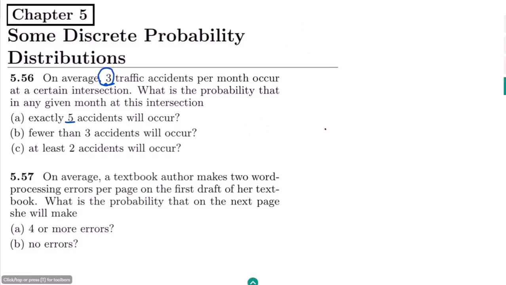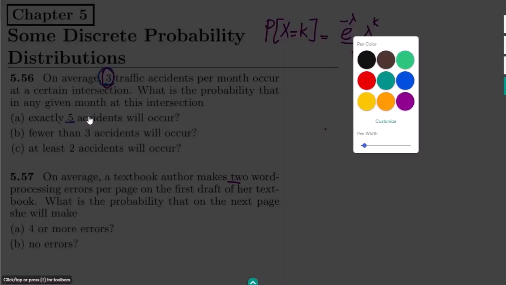The formula we are going to use is: probability that x equals k is equal to the exponential of minus lambda, times lambda raised to power k, divided by k factorial, where lambda is the average value. In each question, average values are given. This is 3 and here we have 2. Let me first solve question 5.56.